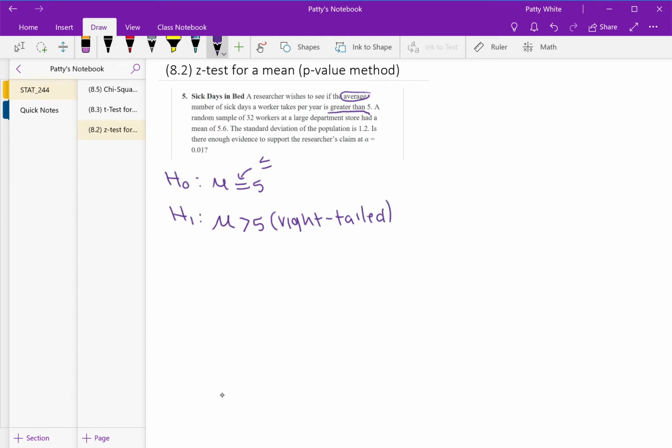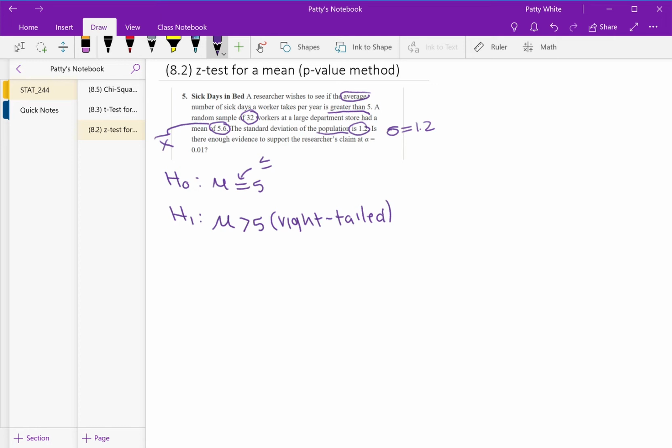If we keep reading, we have some more information. A random sample of 32 workers at a large department store had a mean of 5.6. Well, this mean is of my sample of those 32 workers, so that's x bar. The standard deviation of the population, so of all workers, is 1.2, so that sigma is equal to 1.2. Is there enough evidence to support the researcher's claim at alpha equals 0.01?